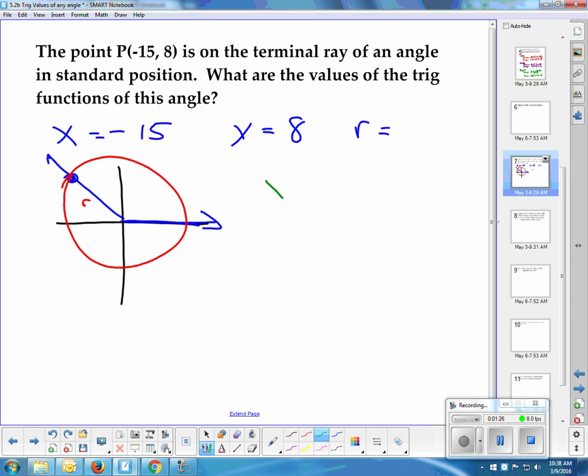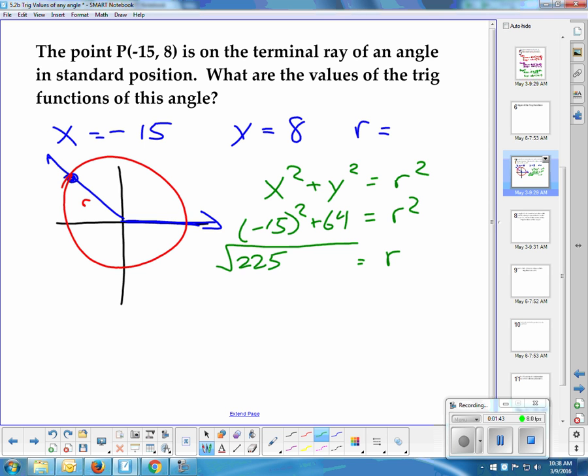So I'm going to need to calculate that. And I can calculate that by using the standard equation of a circle centered at the origin, x squared plus y squared equals r squared. So that would be negative 15 squared plus 8 squared equals r squared. That's 225 plus 64, which gives 289. Take the square root, so r is going to be 17. Now that I have r is 17, I have everything I need to calculate sine, cosine, tangent, as well as the reciprocal functions.